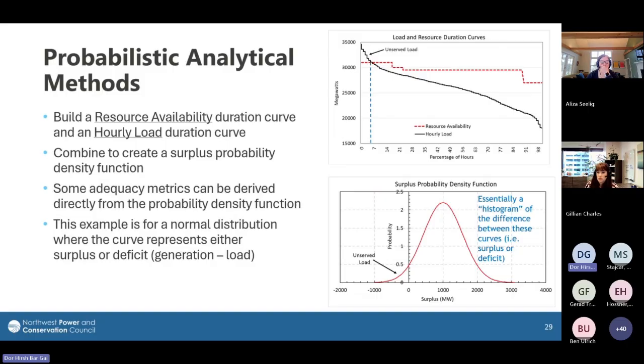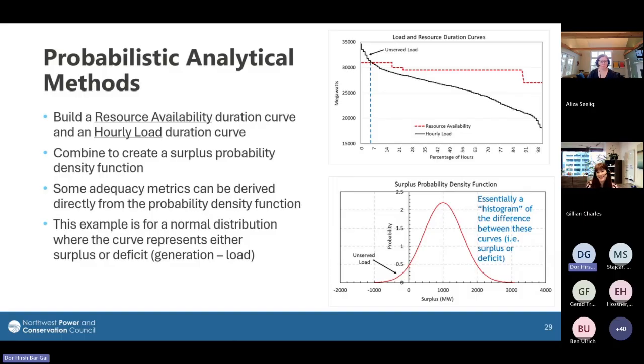The analytical methods could also be called convolution, and the idea is you create your resource availability duration curves and your generation duration curves. You merge them together, and you basically derive your adequacy metrics mathematically from distributions. I mentioned the NERC report at the end really maps the mathematical way to do so. We're not going to spend time on it today, but you can calculate most or many of the metrics we just discussed convolutionally. That's not a word, but you know what I meant.